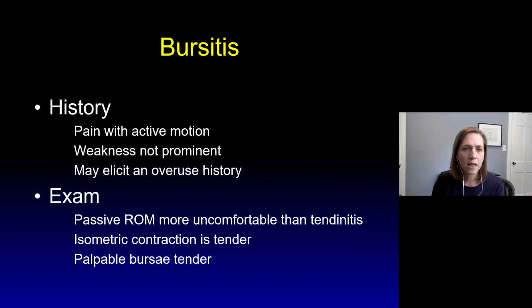With bursitis, weakness is not a prominent feature. It's not like the tendon is linked to a muscle that would normally be strong. So you won't get a weakness history. You may get an overuse history, just like you do with tendinitis. And with the physical exam for bursitis, passive range of motion may be a bit more uncomfortable than with tendinitis because anything that moves and puts pressure over that bursa, whether the patient is doing it themselves or you are doing it to them, may be uncomfortable. Isometric contraction would be tender as well. And again, if you can feel the palpable bursa, maybe in the shoulder, the hip, or the knees, you may be able to find that tender spot.